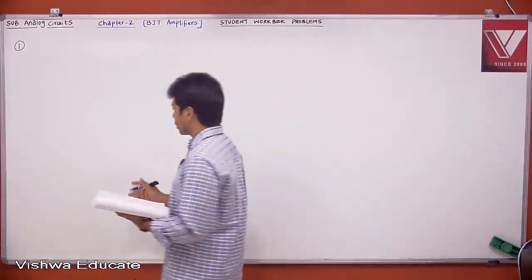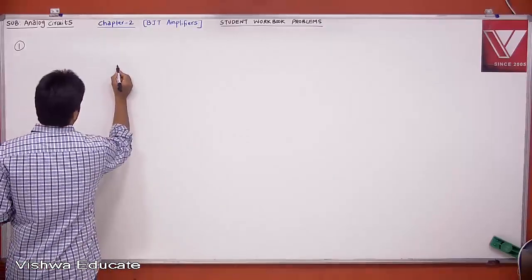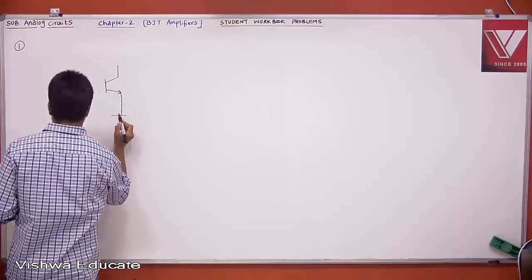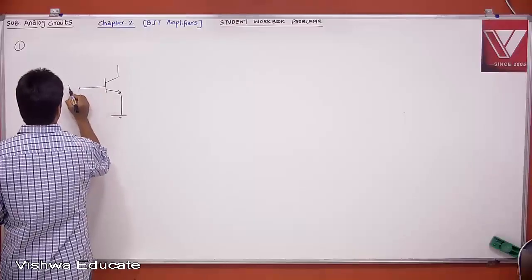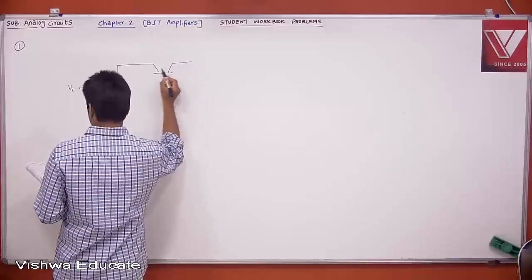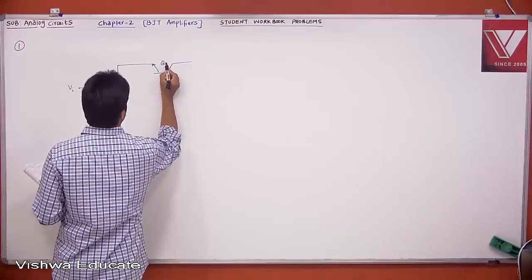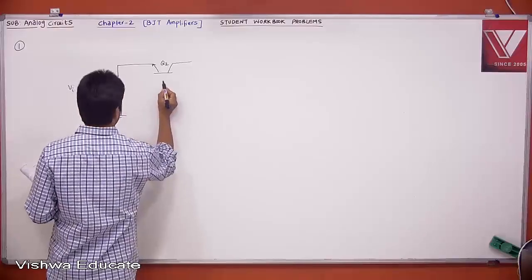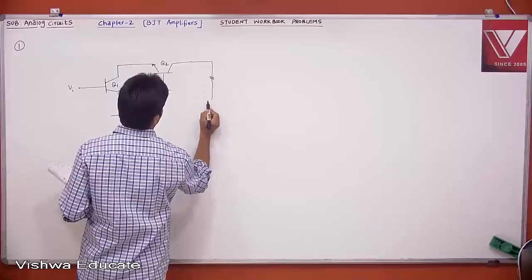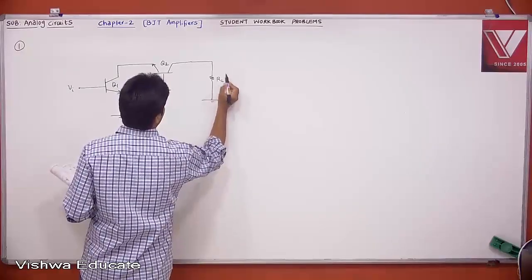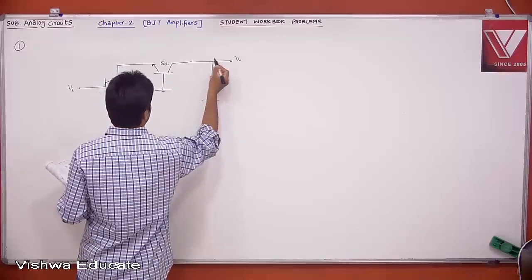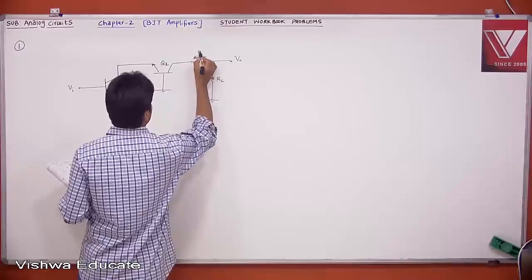Okay. Let me draw the circuit. The circuit is: this is your VI. This is transistor 2, transistor 1, and this is the load. This is RL, this is your V0, and this is your I0.